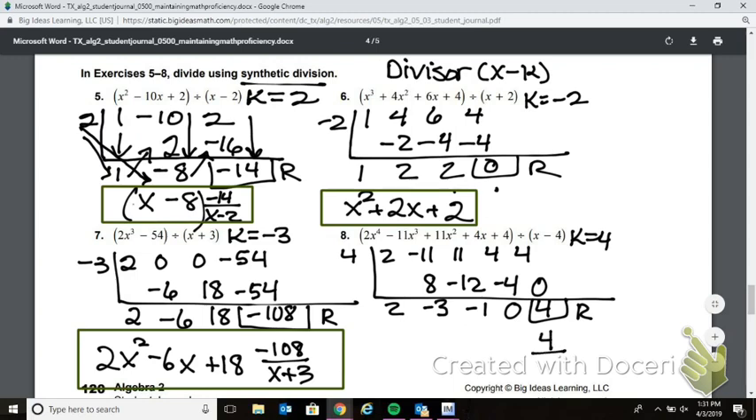So it'd be 4 over x minus 4. 0 is the constant, so this would be negative 1x, negative 3x squared, negative 2x cubed. And that's it. Whoops.